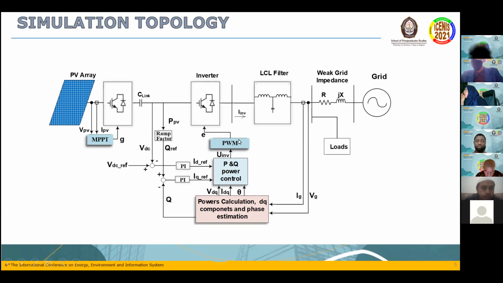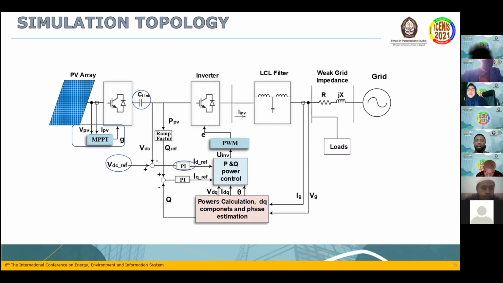This is the topology of the methodology, which is implemented with a two-stage converter. The first stage is a DC-DC converter that boosts the DC voltage through the use of MPPT, which extracts the maximum power of the PV at any given point. This maximum power, which is the active power, is delivered into the grid by a DC link control.